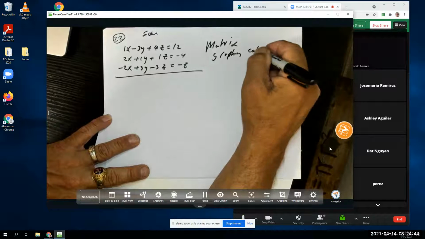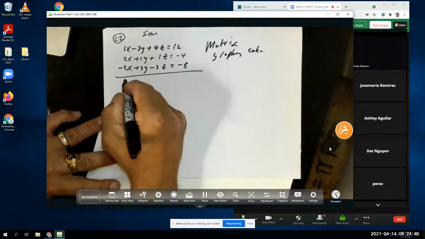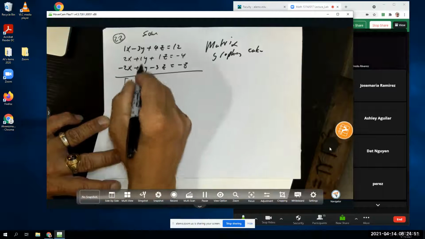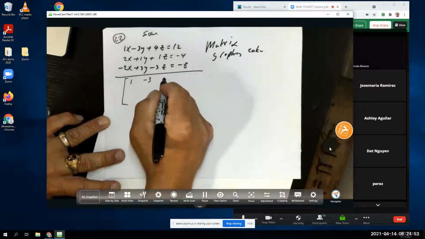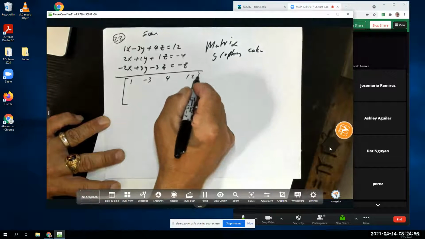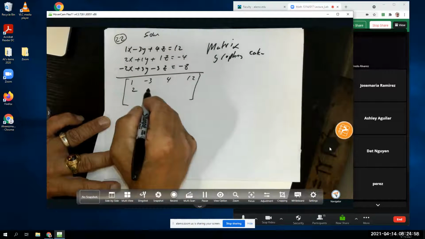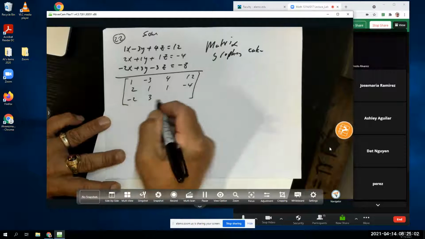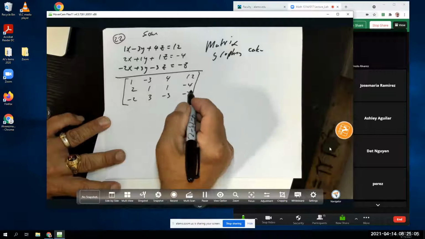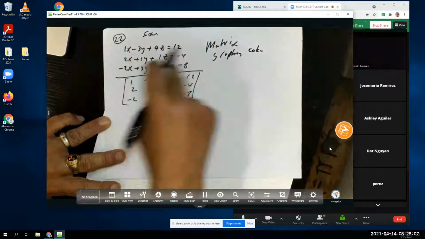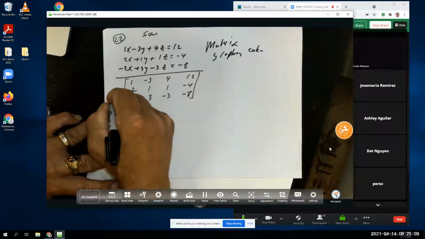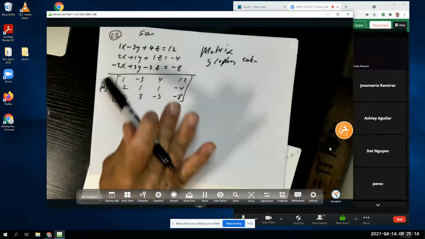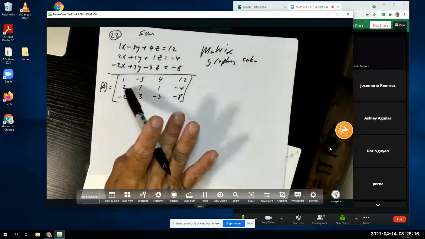Okay. All right. So first thing I'm going to do, I'm going to write everything without letters. So there's a 1x, I just put 1. There's a minus 3, just put a minus 3. That's a 4, and that's a 12. Next one's going to be a 2, a 1, a 1, a negative 4. And a negative 2, a 3, a negative 3, and a negative 8. Okay, so this right here is the same as this one. We're going to call this matrix A in a little bit. All right, so I got the numbers 1, -3, 4, 12, 2, 1, 1.